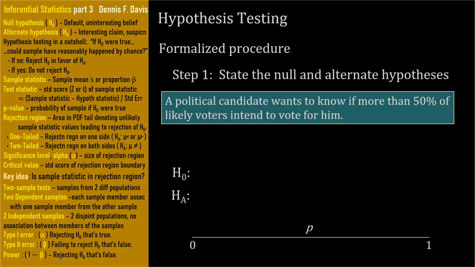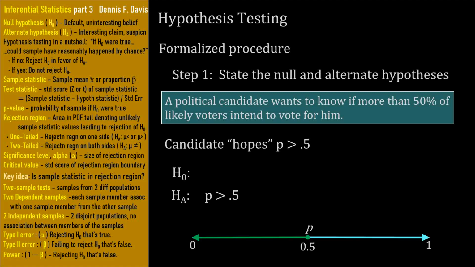Even though the null hypothesis is first in the list, it's often easier to see the alternate hypothesis first based on the wording of the problem. That's the case here. The candidate hopes that p is greater than 0.5. The claim, suspicion, theory, or hope is the alternate hypothesis, so H sub a is p greater than 0.5. This is optional, but on the horizontal axis you can shade in the alternate hypothesis. This makes it easy to identify the null hypothesis, since together they cover the entire axis. So H0 is p less than or equal to 0.5.